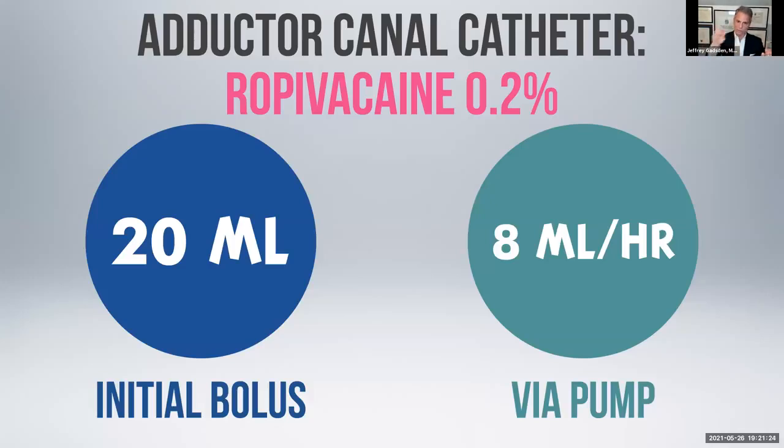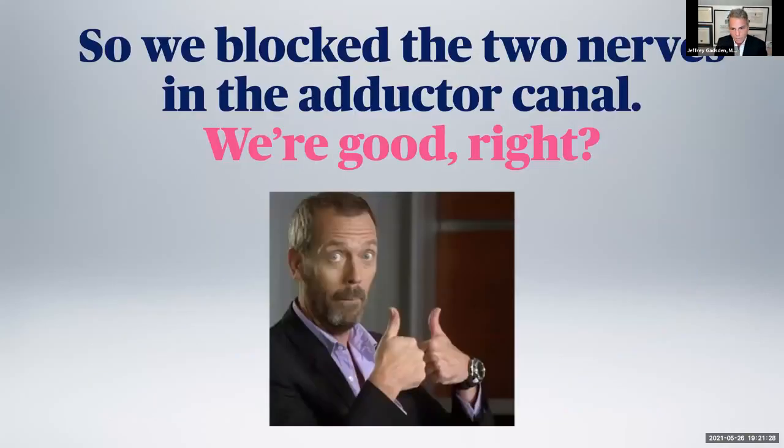Many of my friends who just do single shot blocks do the same thing. We'll put local around one nerve and then local around the other nerve. So great, we blocked both nerves in the adductor canal, and maybe that's a total solution.